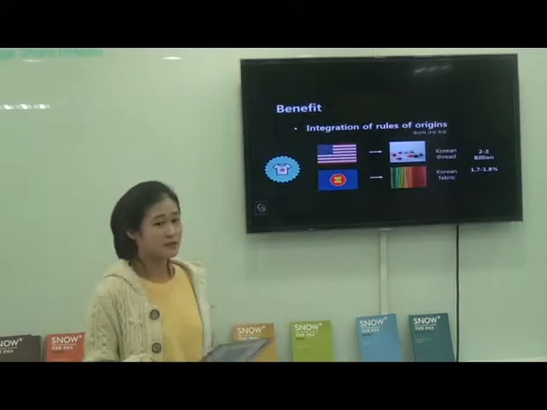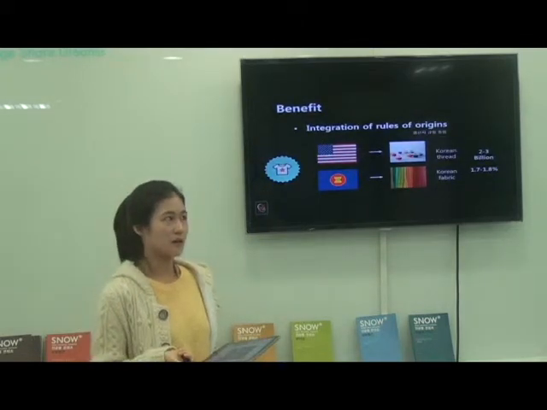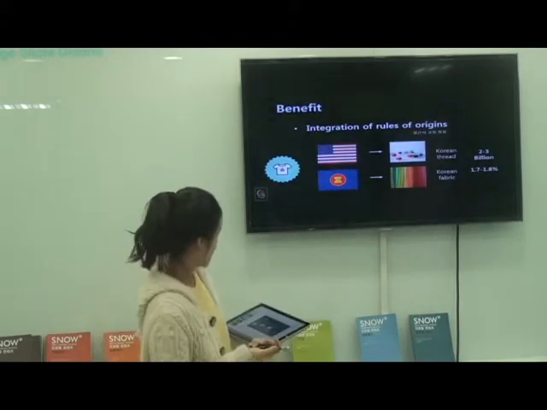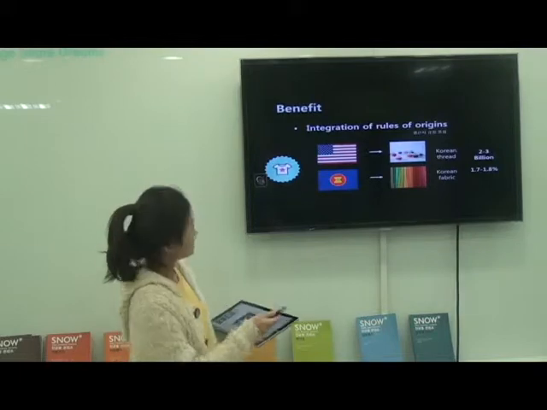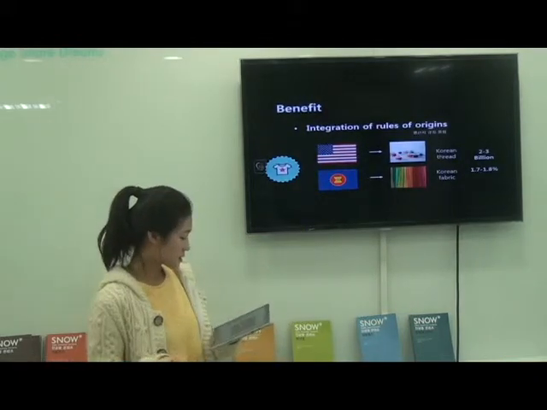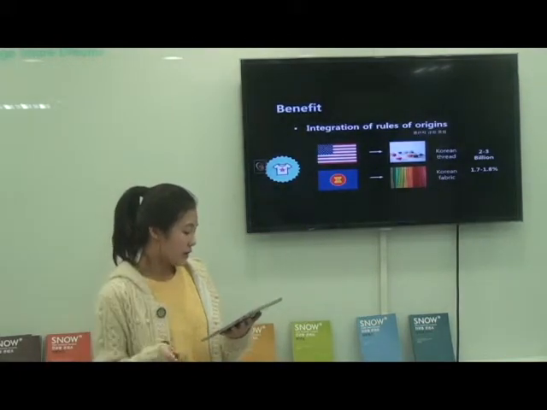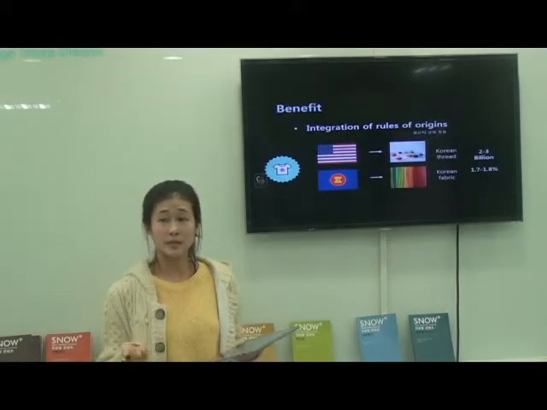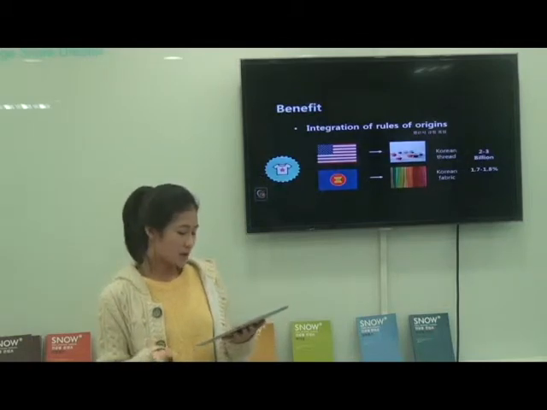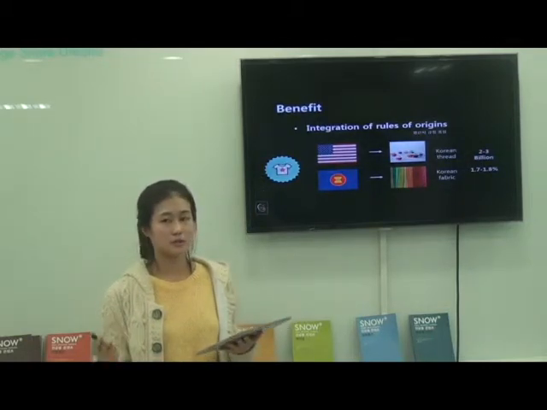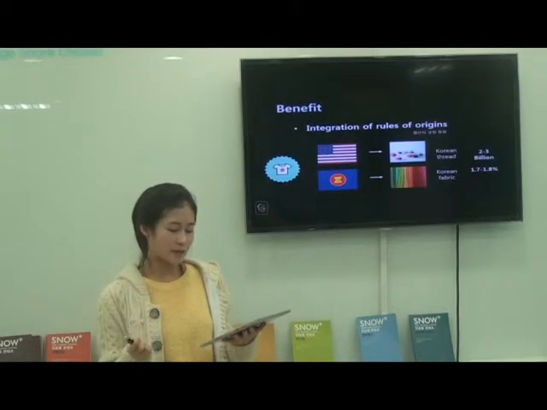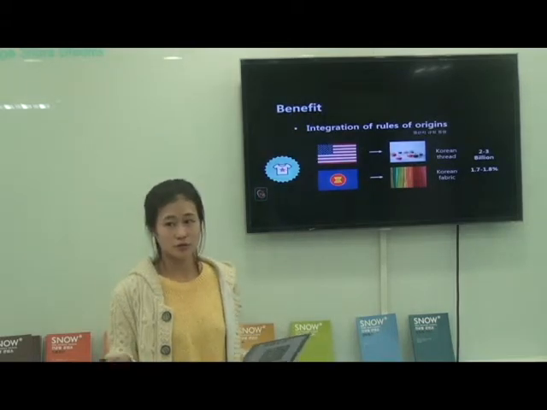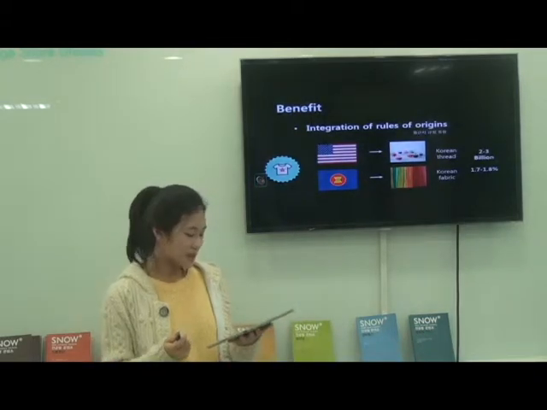There are benefits and losses from the TPP agreement. So the first one is benefit. Rules of origin means: Korea has reached a free trade agreement with 11 countries until now, but its efficiency is lower compared to the TPP. Items have different rules of origin, so that it has no practical use in business.